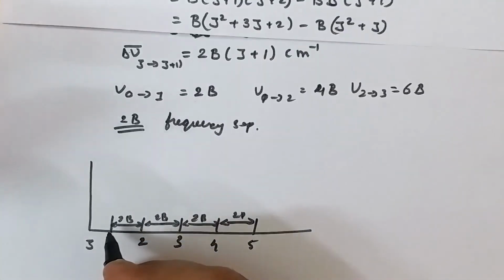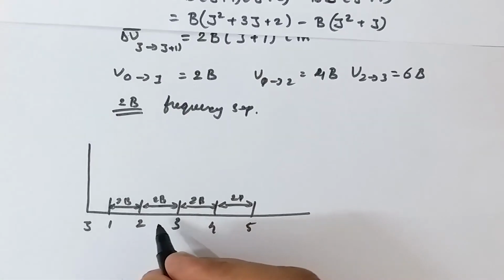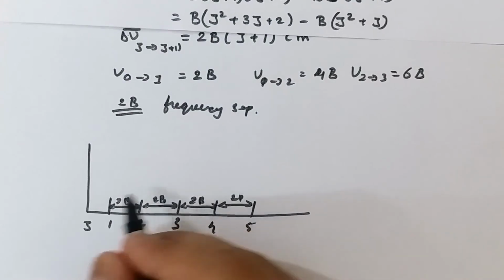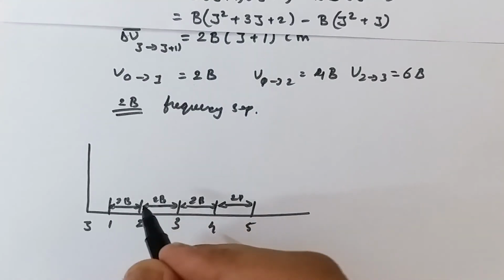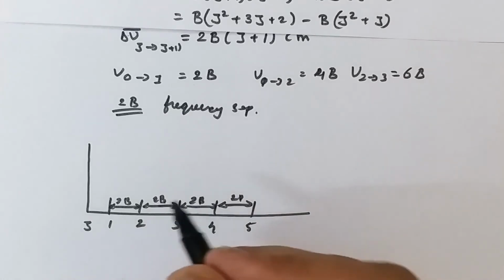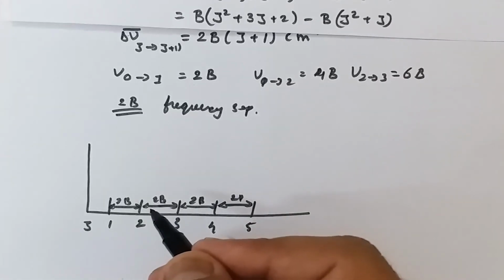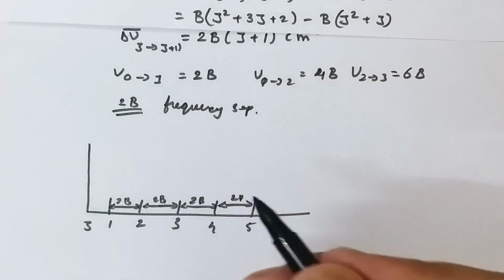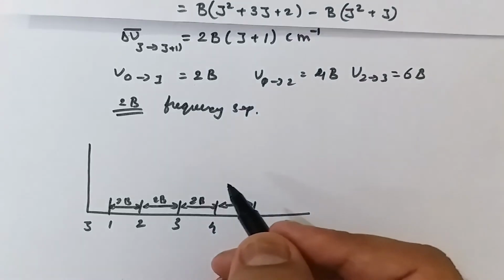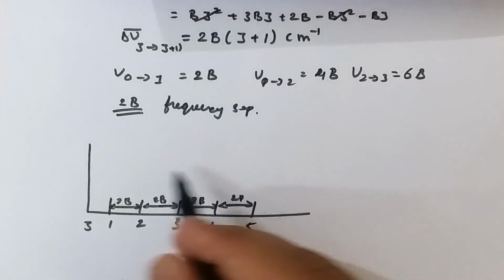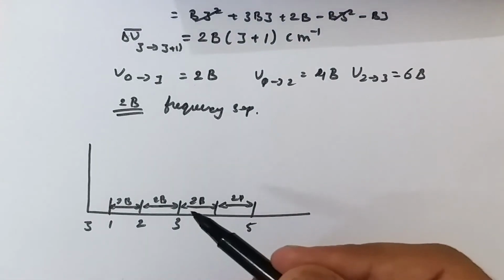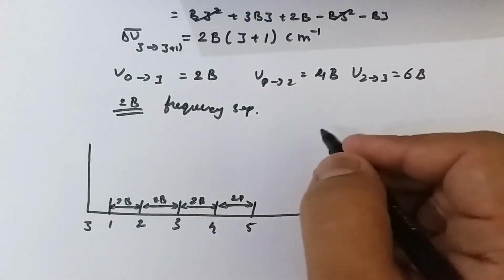And if we talk about the relative intensity of the rotational spectral lines, then the relative intensity is dependent on the relative population of different energy levels. The relative population of different energy levels is given by the Maxwell-Boltzmann distribution law, and the intensity of the rotational lines is directly proportional to it.